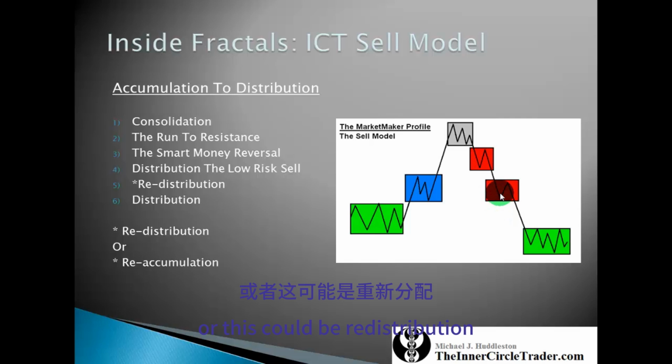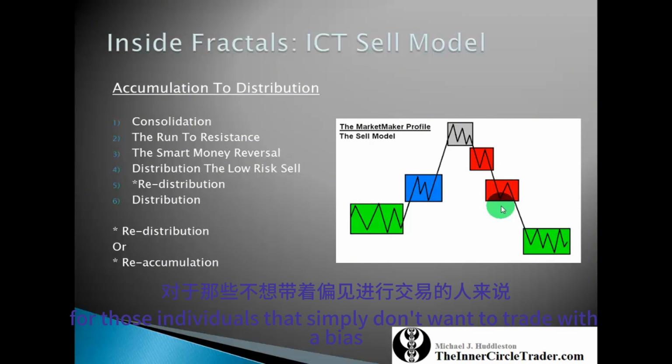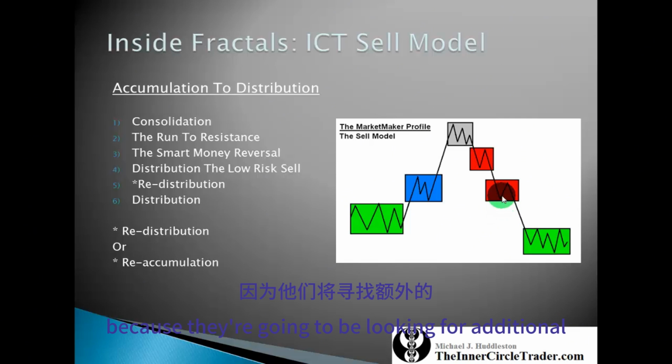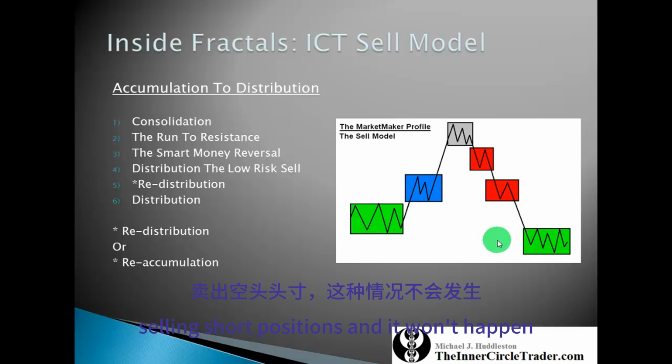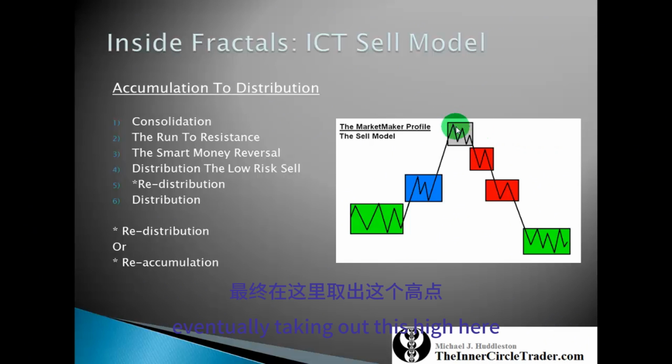or this could be redistribution. And this is where you're going to get hung up if you do not have a higher time frame premise. Yes, you can trade without a premise. Yes, you can trade without a bias. But the problem is you're going to get hung up here all the time. This is going to be the trap for those individuals that simply don't want to trade with a bias. They're going to get banged around in the marketplace right here because they're going to be looking for additional selling short positions, and it won't happen. What will happen is they'll continue to move higher and eventually take out this high here.